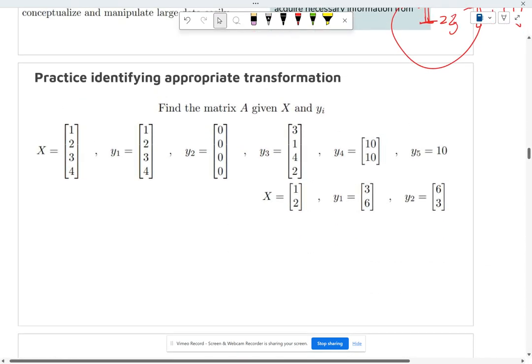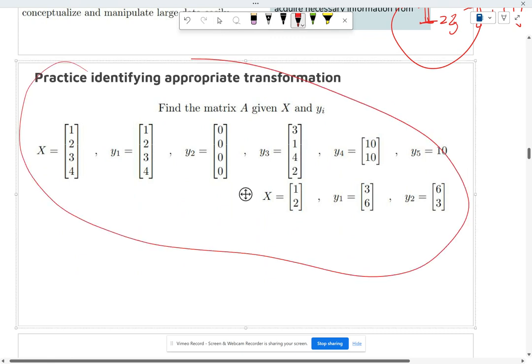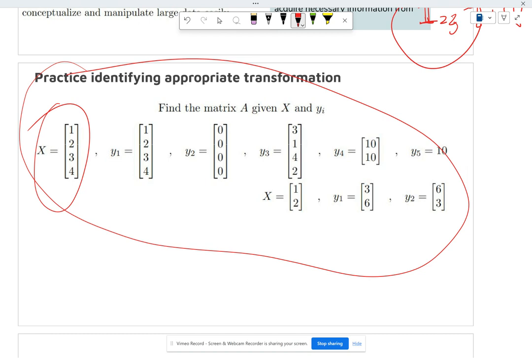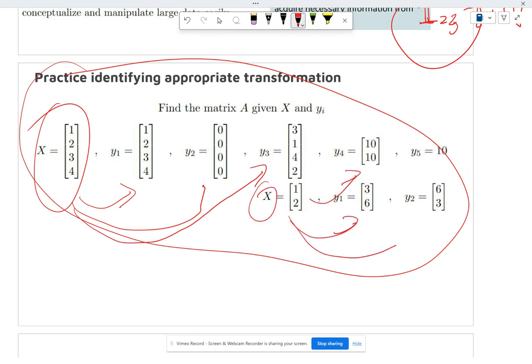All right, I think right now it's time to practice identifying the transformation. So let's say you have x and you want to transform x into these, right? Or you want to take x and you want to transform into these and these. See if you can find the appropriate transformation for this.